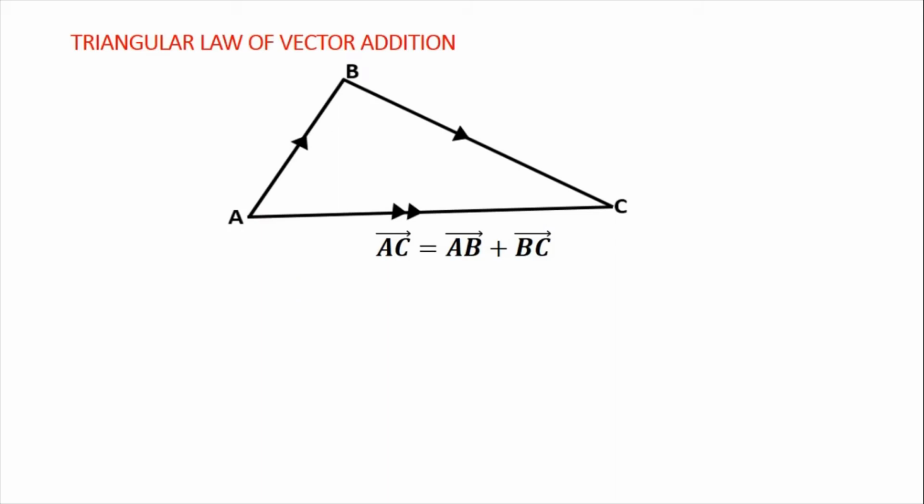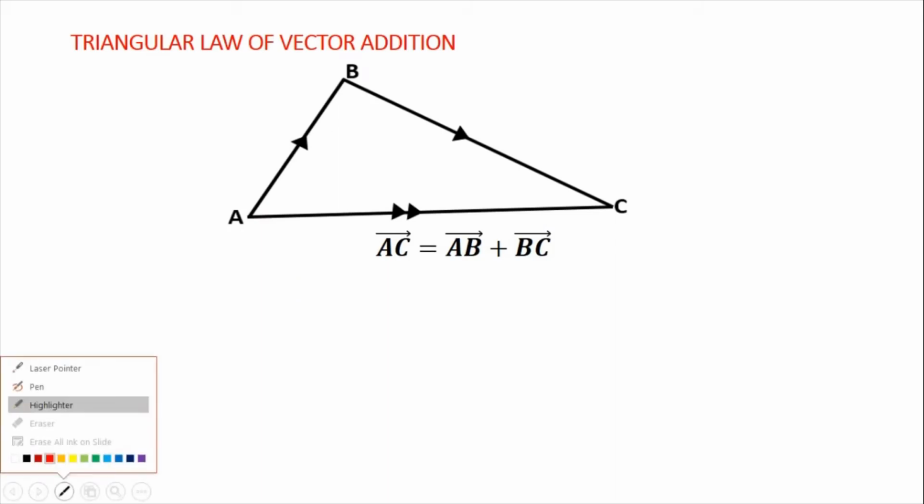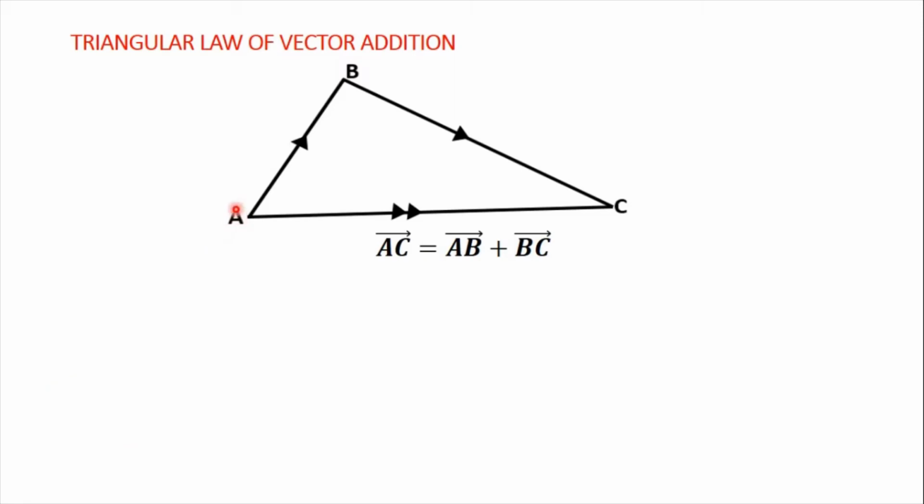What is the triangular law of vector addition? If you have these 3 points, points A, B, and C, and we join point A to point B such that we get the vector AB, we join point B to point C such that we get the vector BC, and we join point A to point C such that we get the vector AC. The triangular law of vector addition says that moving from A to C, or vector AC, is equal to vector AB plus vector BC. This is the triangular law of vector addition.